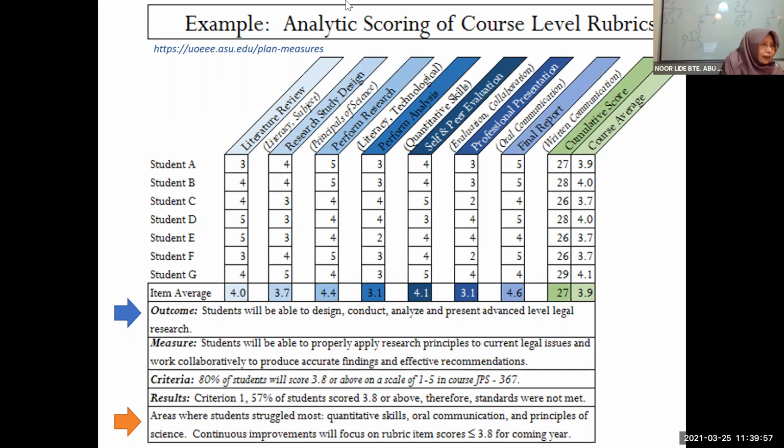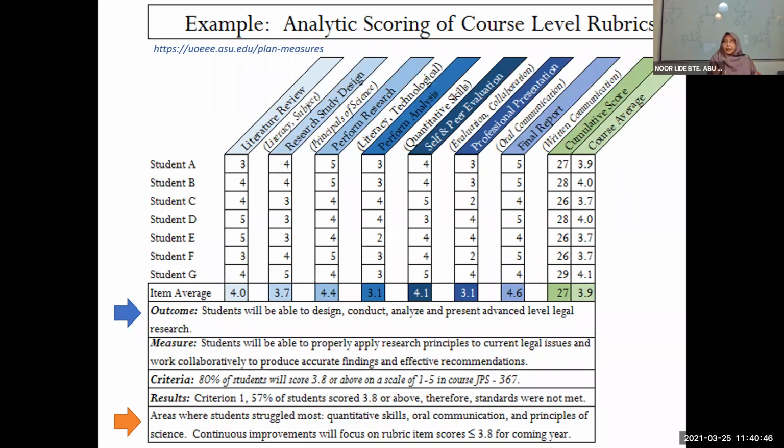Now, if you notice here, this is, I think, related to research. The first part is the literature review. The second component or criteria is about the research study design, and then the performance of the research itself. If it's a survey research or lab-based research, how was the research performed? And then the analysis conducted, self and peer evaluation. So you see that they also included self and peer evaluation.